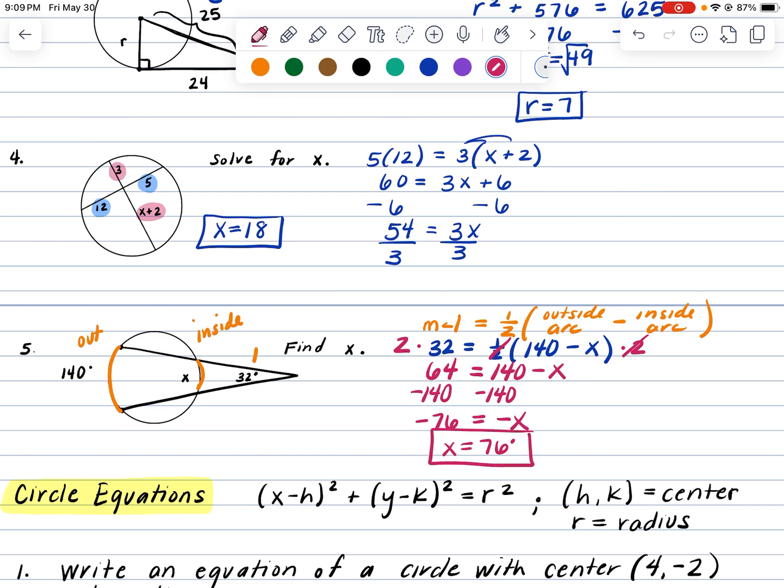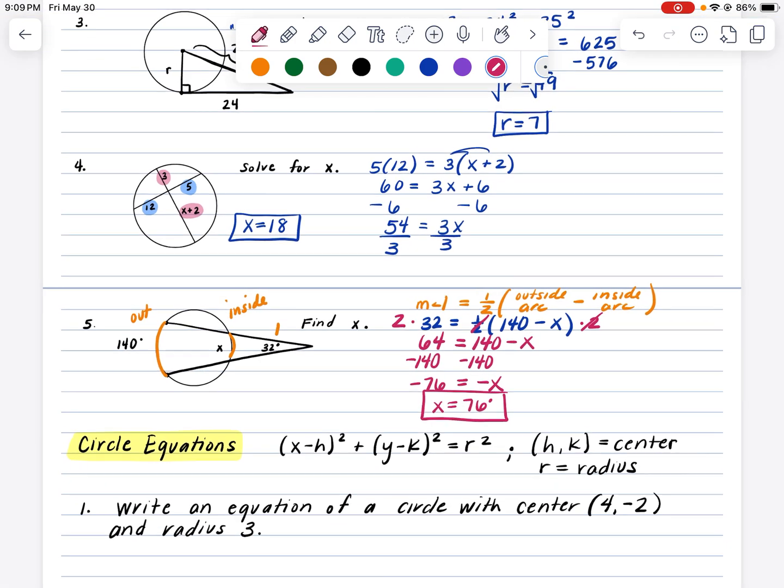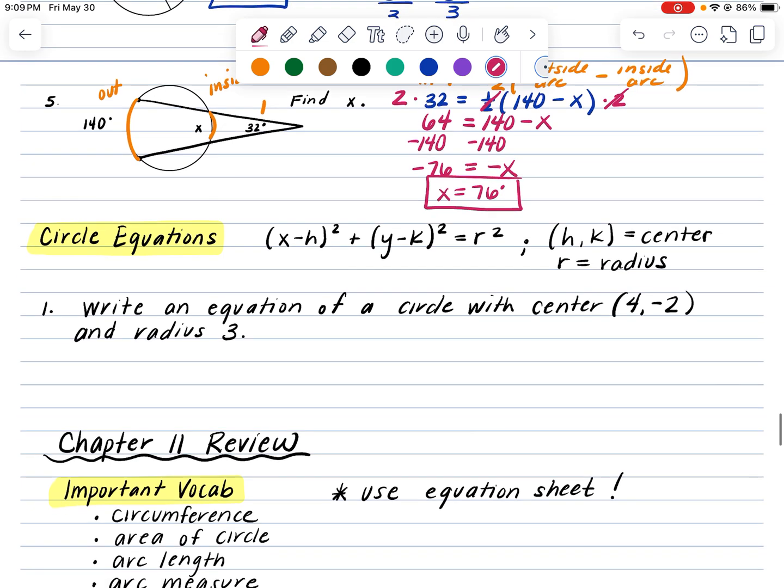I can't stress enough, these are only a few of many examples, but hopefully it jogs your memory. You need to do the practice to refresh, okay? The last part of chapter 10 was circle equations.